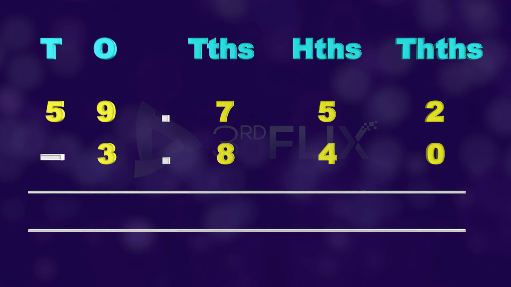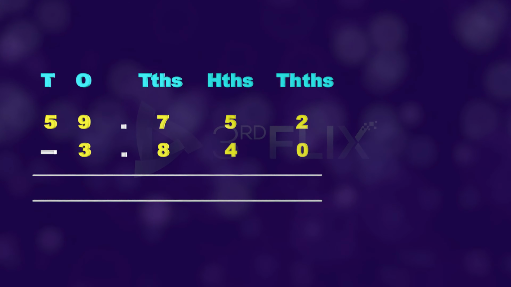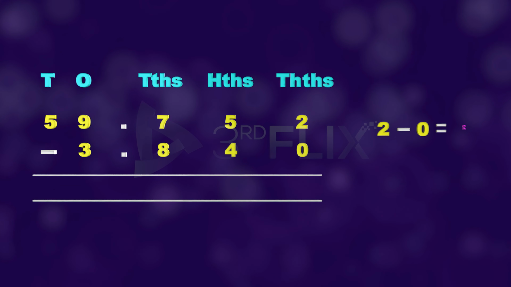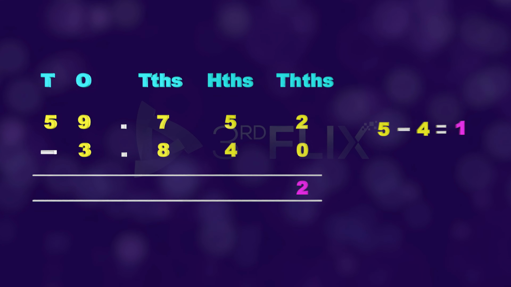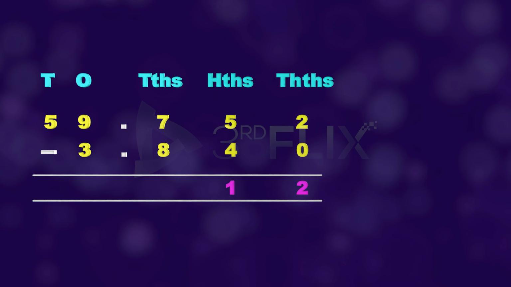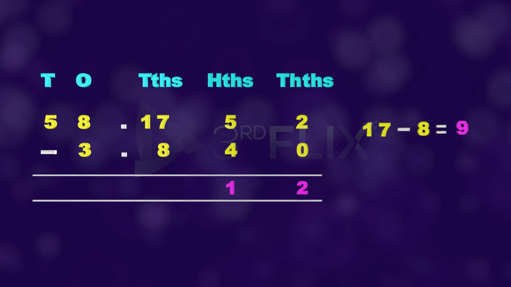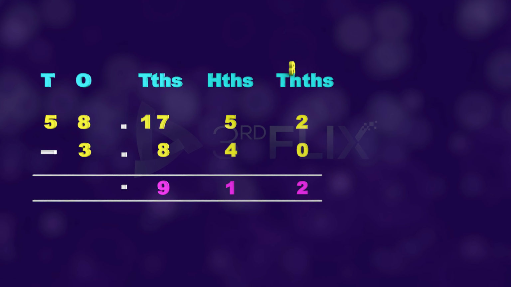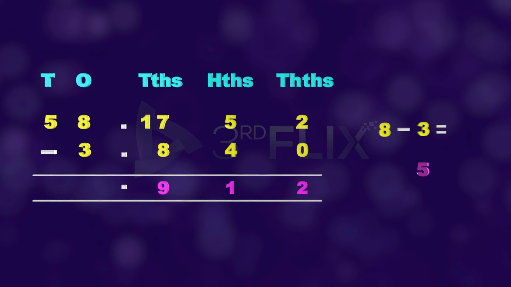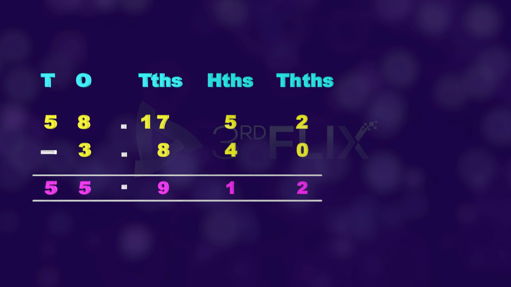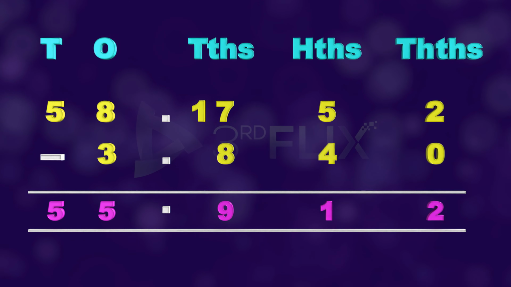Subtract 59.752 minus 3.84. 2 minus 0 is equal to 2. 5 minus 4 is equal to 1. 17 minus 8 is equal to 9. 8 minus 3 is equal to 5. Thus, the answer is 55.912.